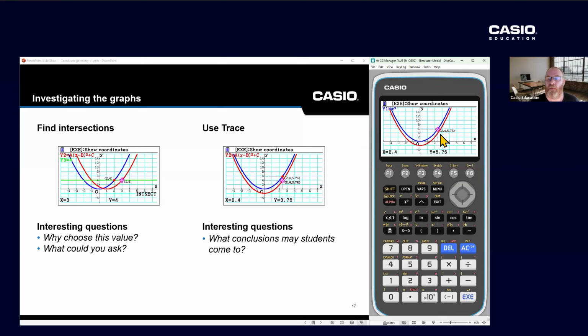Okay, so x is 2.4, I get 5.76. Coordinates of values are given at the bottom of the screen. I can label that with execute. But quite nicely, you can toggle between the functions when using trace. So if I scroll down, you can see that when x equals 2.4, I get 3.76. So again, making the link between the value of the variable c and the difference between the y values on our functions for the same value of x. Okay.